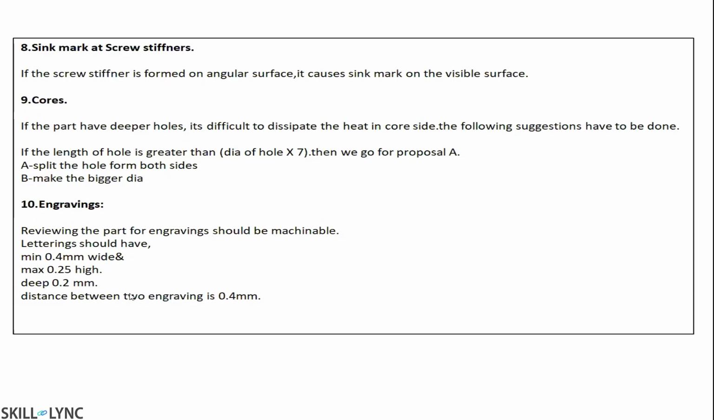And engraving: what you can see on the plastic parts, these are 0.4 mm wide, and why is this kind of 0.4, 0.25 and 0.2 depth there? For milling these letters in the CNC, we need to maintain these minimum dimensions. If it is below or more than this, we can't engrave, because based on the cutter, we derived these kinds of concerns.